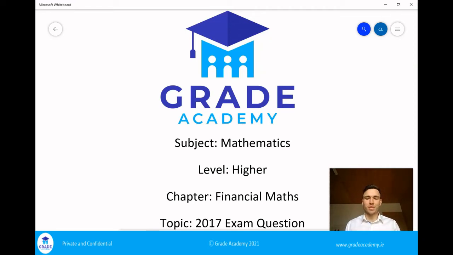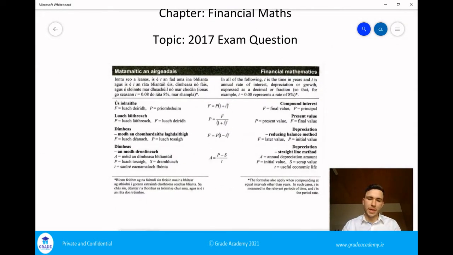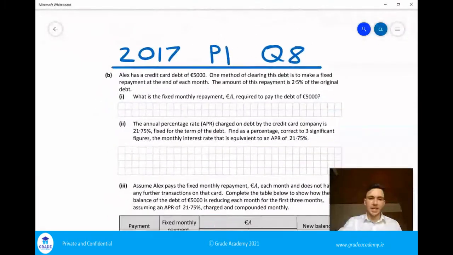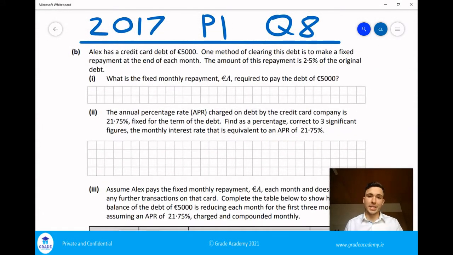So today we're going to be using what we've learned in the previous two videos and trying to apply that to an exam question. So again, here is our financial maths page in our log tables, and this is the question we are going to be attempting. So Alex has a credit card debt of €5,000. One method of clearing this debt is to make a fixed repayment at the end of each month. The amount of this repayment is 2.5% of the original debt. Part I, what is the fixed monthly repayment A required to pay the debt of €5,000?